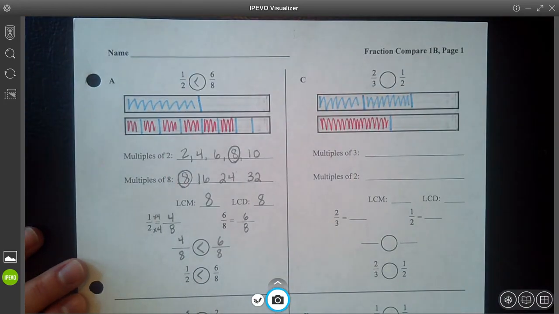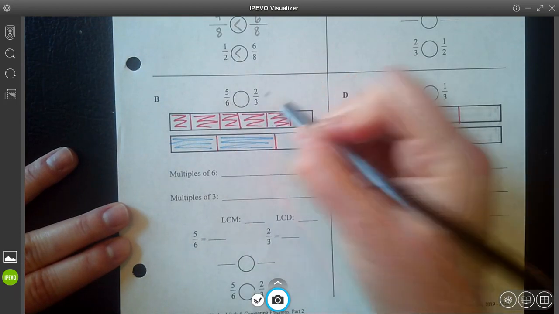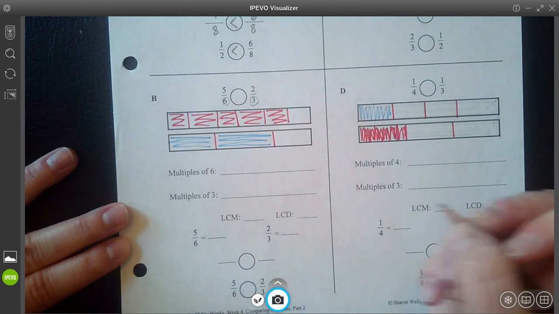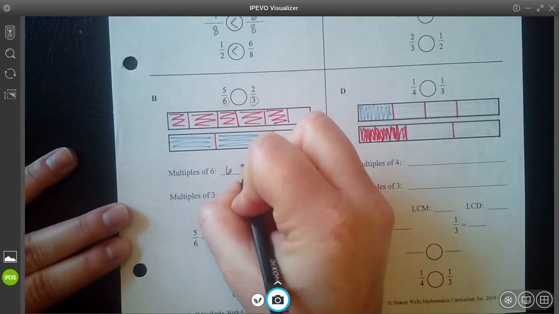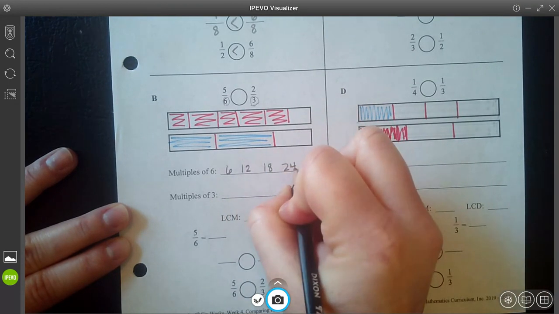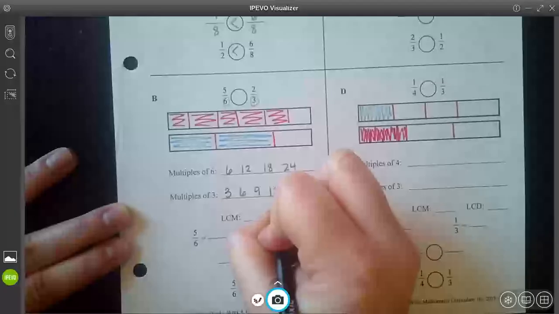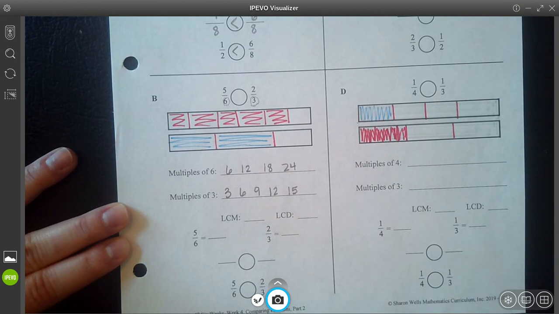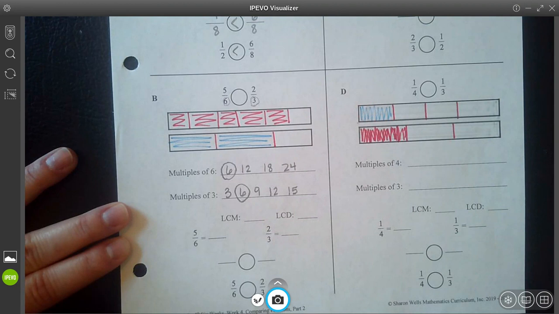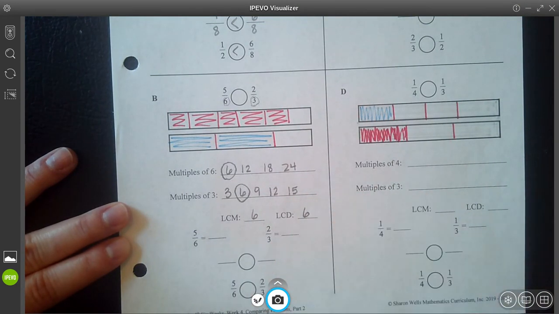All right, let's take a look at the next example. We have 5/6 and 2/3. So we have 6 and we have thirds. Let's talk about multiples of 6. So 1 times 6 is 6, 12, 18. 4 times 6 is 24. Multiples of 3: 3, 6, 9, 12, 15. The least common multiple that they have in common is the 6. Okay, so our least common multiple is 6, which means our least common denominator is also going to be 6.